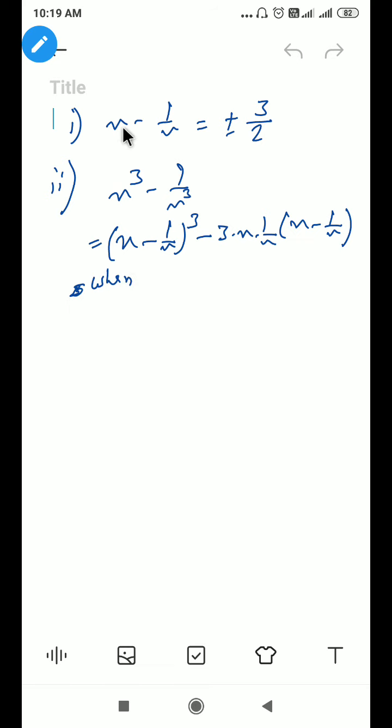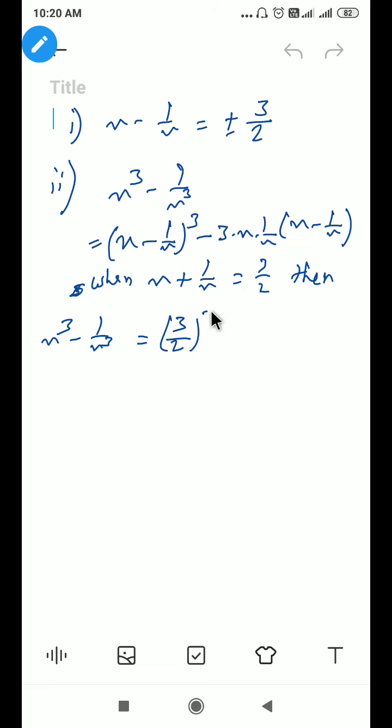But we already found two values of x minus 1 by x. One is plus 3 by 2, another one is minus 3 by 2. So taking the value when x minus 1 by x is equal to 3 by 2, what happens? Then x cube minus 1 by x cube will be x minus 1 by x whole cube, taking 3 by 2, so 3 by 2 whole cube, plus 3 times x minus 1 by x, which is 3 by 2.